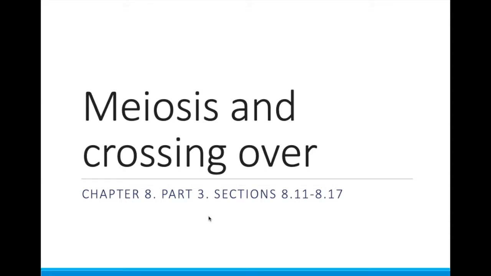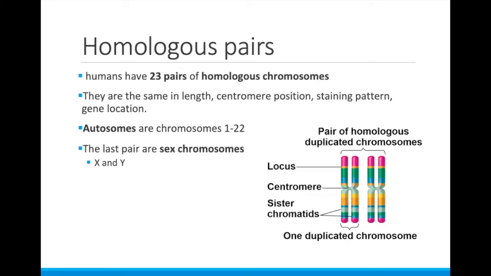Okay, now we're going to discuss the second type of cell division called meiosis. Meiosis is only used for making eggs or sperm, called gametes. These are genetically different from the original cell. So let's talk about human chromosomes for a minute.